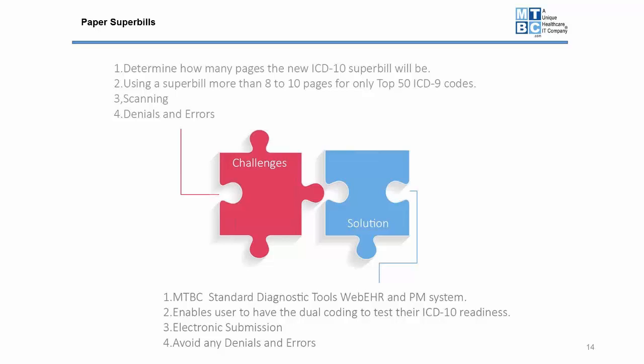The third challenge can be that using irrelevant or incorrect codes on paper Superbill will lead to more denials and errors. Now, the solution for that is that with our mapping tool, you would be able to avoid any sort of denials or any errors that you are coming across.